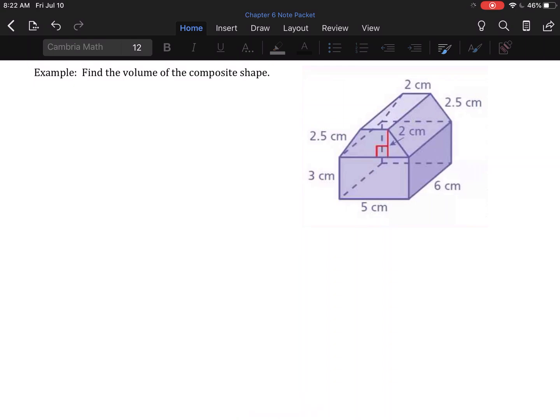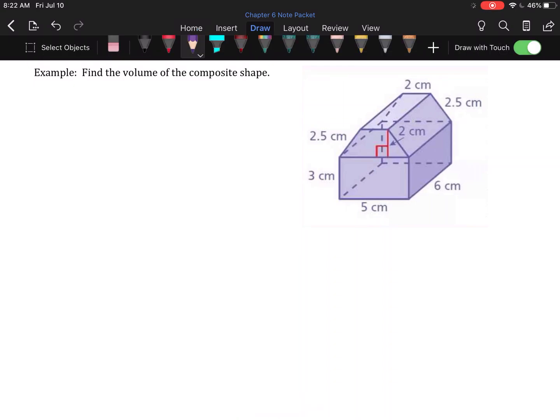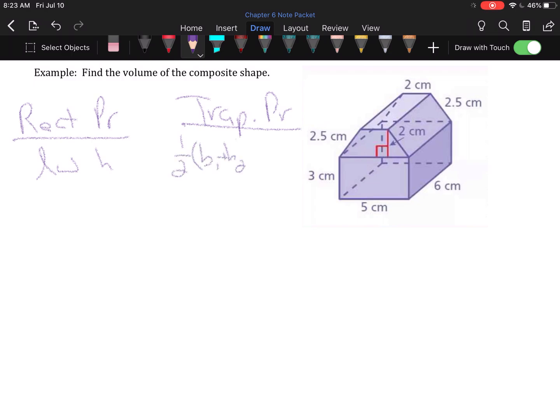Last thing, and lots of empty space here for a reason, is finding the volume of the composite shape. So we've got two shapes here. We have a rectangular prism, which is just length times width times height. And we have a trapezoidal prism. Trapezoid is 1/2 (b1 plus b2) times the height of the trapezoid, and the prism gives us the height of itself.